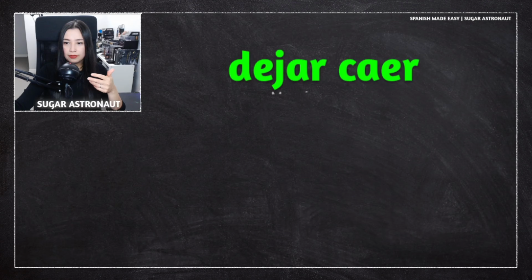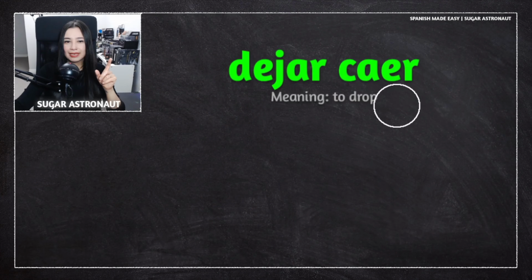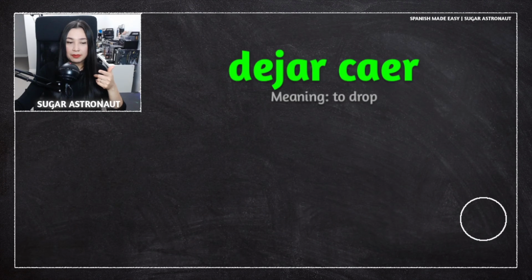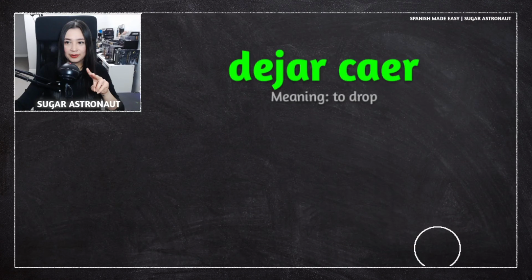For example, if we're talking about curtains, or waterfalls and whatnot, but we can talk about caer in a different lesson. When using dejar caer, those two verbs, it means to drop. You could use just caer by itself, but a lot of people in Spanish use dejar caer, the combination of the two verbs. Dejar caer means to drop.